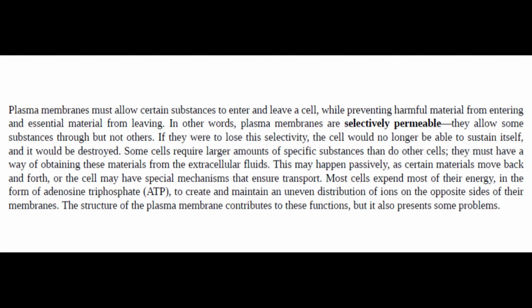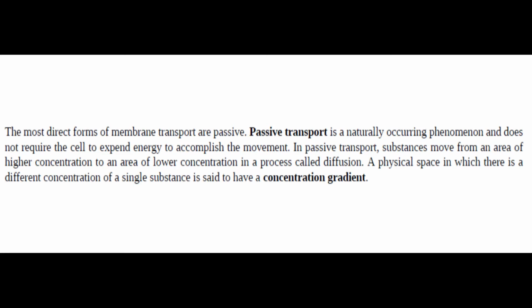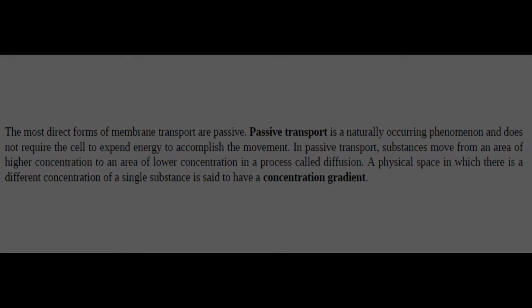The structure of the plasma membrane contributes to these functions, but it also presents some problems. The most direct forms of membrane transport are passive. Passive transport is a naturally occurring phenomenon and does not require the cell to expend energy to accomplish the movement. In passive transport, substances move from an area of higher concentration to an area of lower concentration in a process called diffusion. A physical space in which there is a different concentration of a single substance is said to have a concentration gradient.